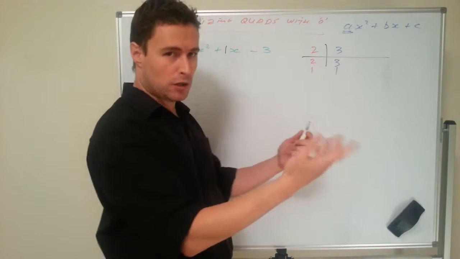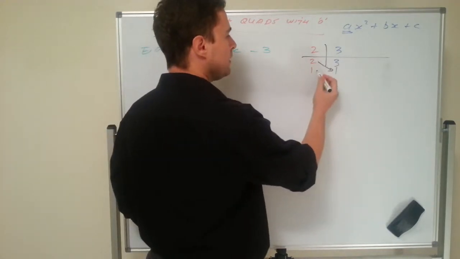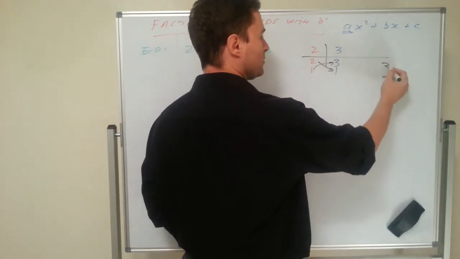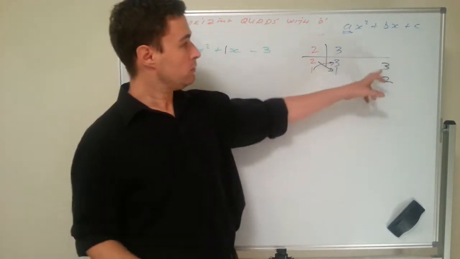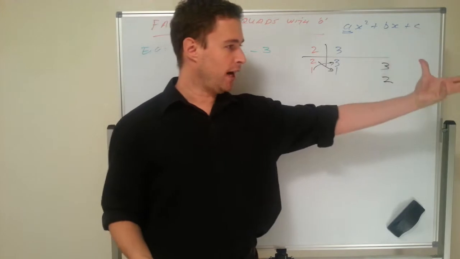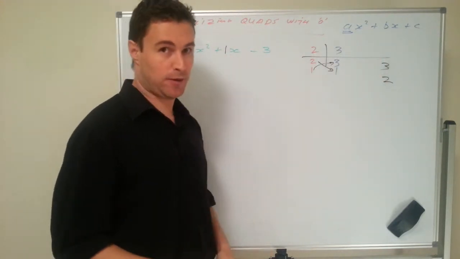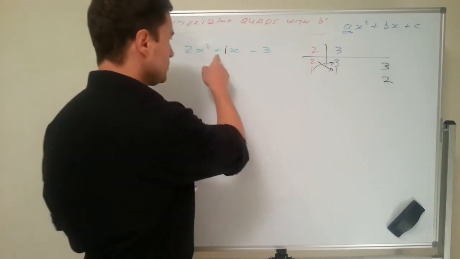Well, let's try crossing them. If I do 2 times 1 and 1 times 3. Well, 2 times 1 is 2, and 1 times 3 is 3. Now, 3 and 2 will either give me 5 or 1. That's what I want. I want 1. Are you with me? Okay. So, I want positive 1.